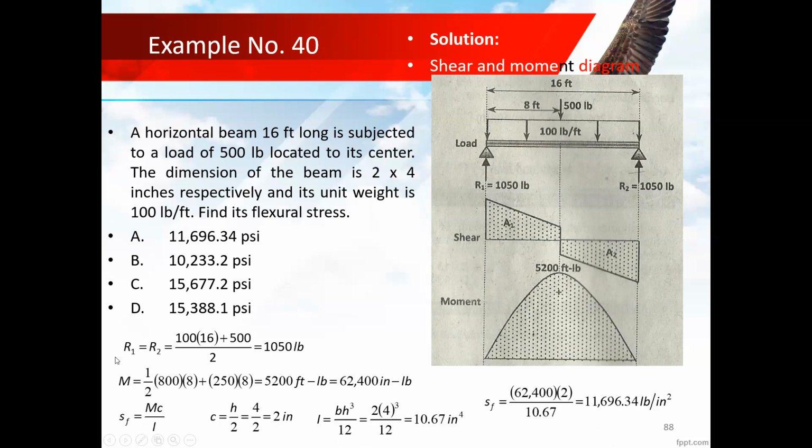So sigma F, okay yan. MC over I, C is equal to H over 2 or 4 over 2 is 2 inches. I is equal to BH cubed over 12, rectangle. So 2 times 4 cubed over 12 is 10.67 inches to the fourth. So the flexure stress is 62,400 times 2 over 10.67, which is 11,696.34 pounds per square inch. Letter A.